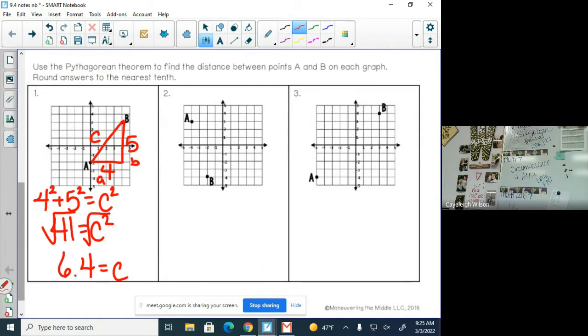You look at the decimal place, it says tenths place, so when you take the square root of 41, it says 6.40, so the 0 doesn't round the 4 up, so it's just 6.4.